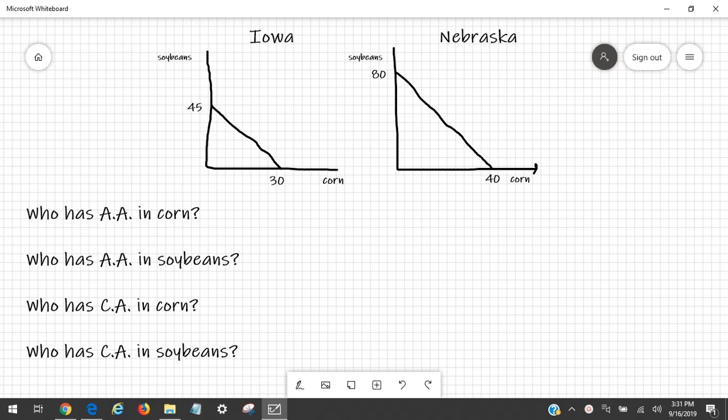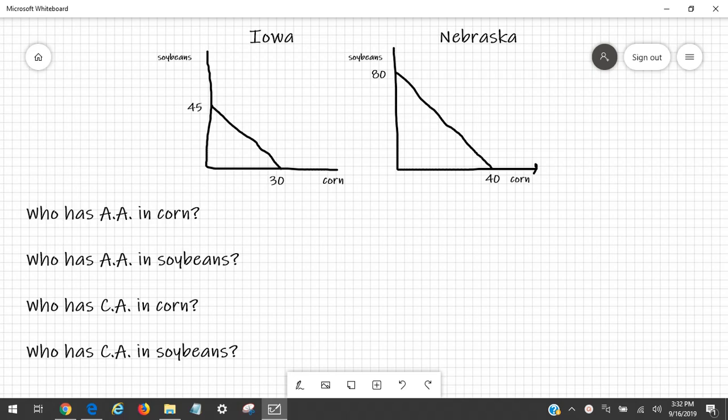I wanted to take a few minutes, especially for my online students, to record a sample problem. This is going to be for Chapter 3, Interdependence and Gains from Trade. I'm going to walk through a classic or typical PPF problem that you might expect to see on a homework or on an exam.